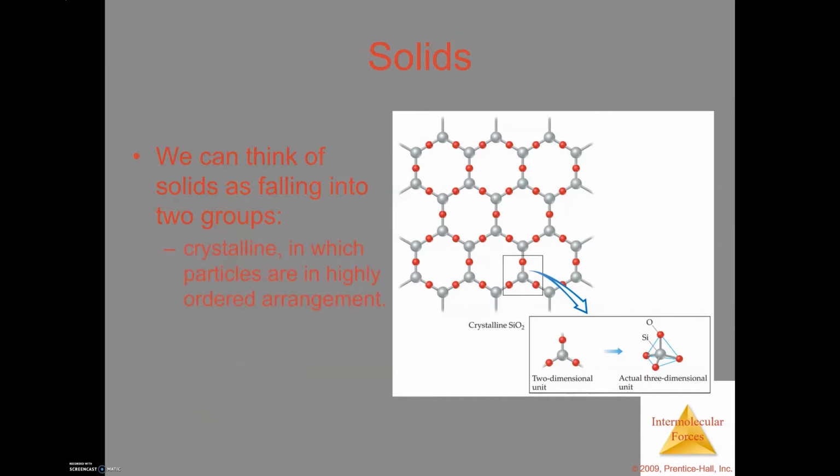The first group is the crystalline group. Crystalline solids have particles that are highly ordered in their arrangement. So when you look at a quartz crystal, it doesn't matter what quartz crystal you look at in the world, every quartz crystal has a hexagonal structure. If you look at the picture here, you can see that each one of these structures has that six-sided shape to it. It always adopts that hexagonal structure, and that's the crystalline structure that we see.